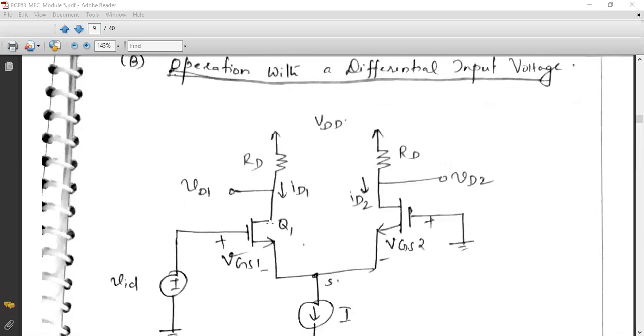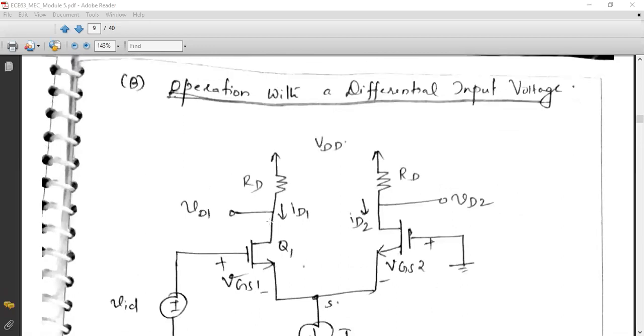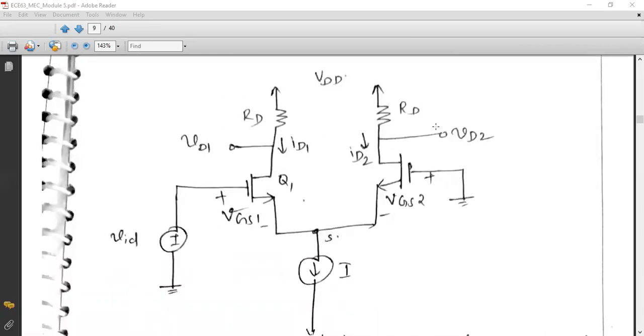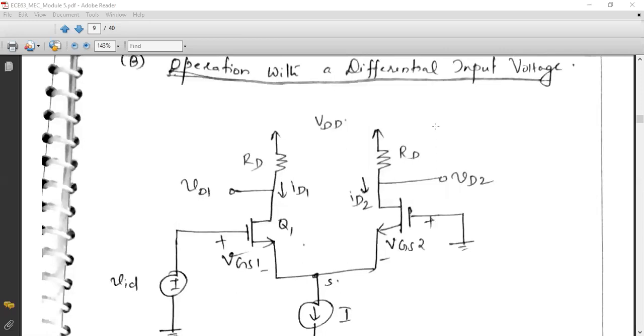Okay, now take down the next configuration. So till now we have discussed the common mode configuration of the differential amplifier using MOSFETs. Now let us discuss the differential mode configuration, that is operation with a differential input voltage. Take down the circuit diagram.